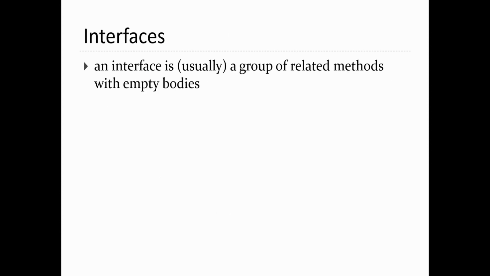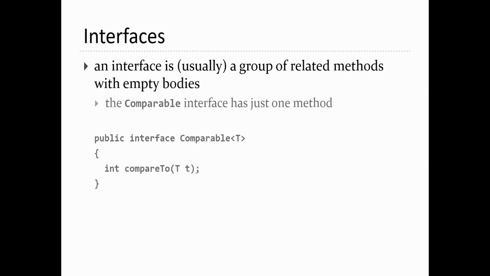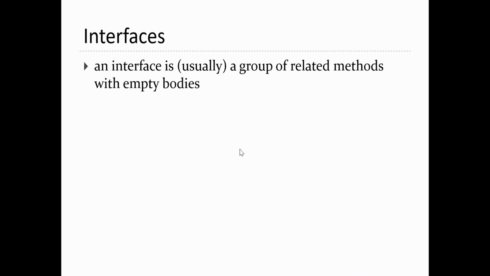This is the first time I've actually talked about an interface. I'm saying you should implement this thing called the Comparable interface, so at this point you need to know what an interface is. You've actually used them before. If you've ever used plain old List or plain old Set or plain old Map, then you've used an interface in Java already. An interface is usually just a group of related methods with no body. It's just a bunch of methods.